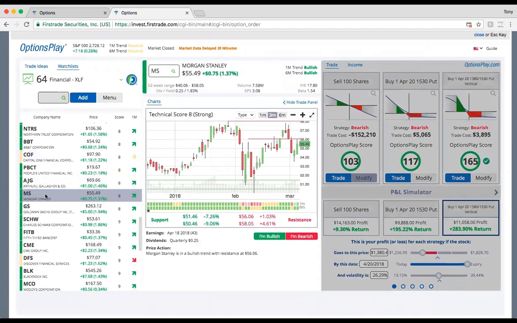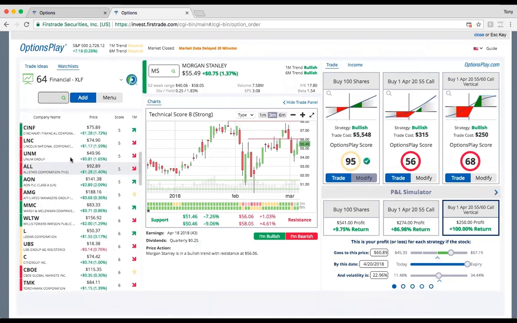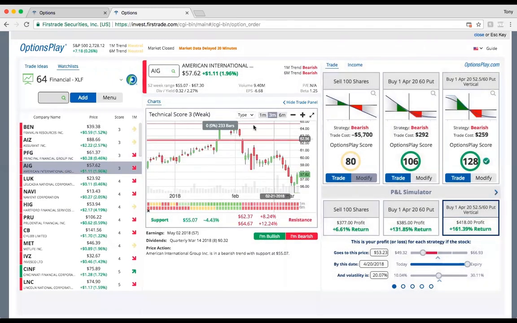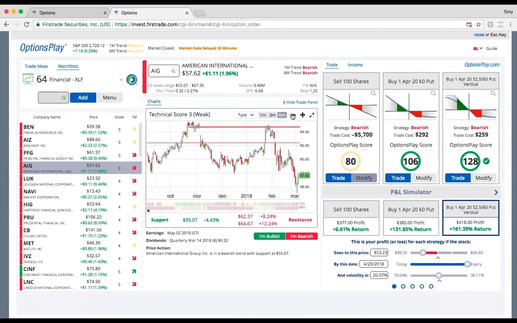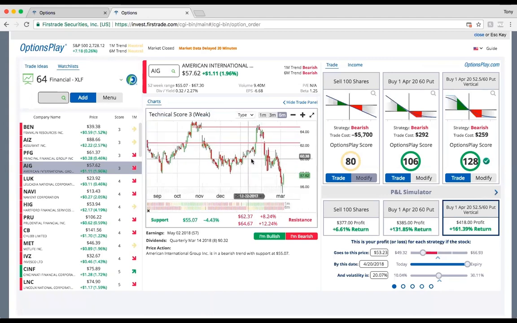As you can see, because it's green across the board, that means the 1 month and 6 month trend is bullish. This is telling me that not only is this a strong stock, the trends for both short and long term are bullish. Conversely, if I look at a different stock like AIG, slightly different story. Technical score of 3, telling me this is a weak stock, meaning this is a stock underperforming the market. So if you look at a chart, it's pretty clear this does not look anything like the S&P 500, which has just been on a tear higher.